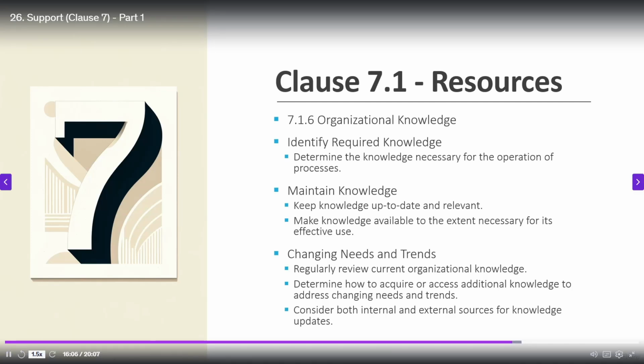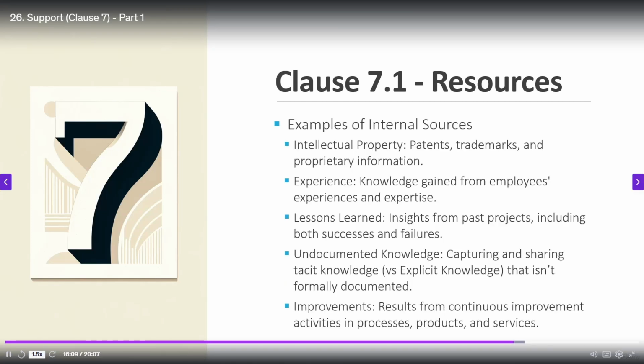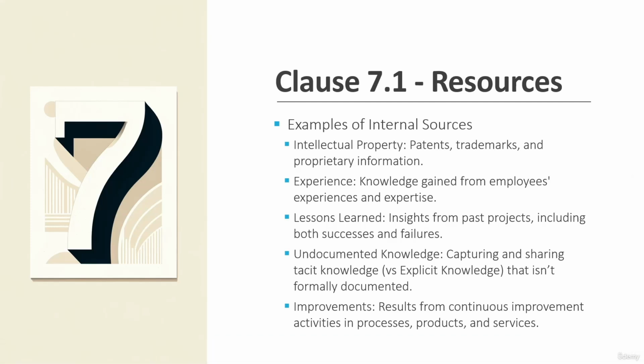Let's quickly look at some of the examples of that. So here are some of the examples of internal sources. Internal sources of knowledge could be intellectual property of the company, how they do the job, their patents, their trademarks, their proprietary information. It could be experience which is gained from employees and the expertise of people who are doing this job. That is knowledge. Knowledge is also lessons learned from the past projects, looking at the successes and failures in the past. Some knowledge would have been accumulated based on that.